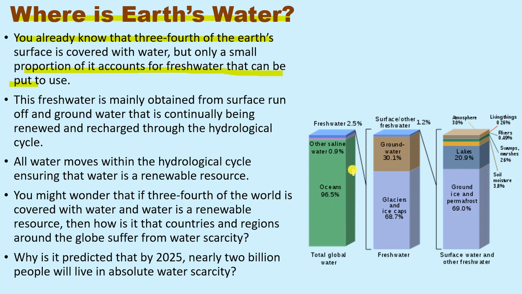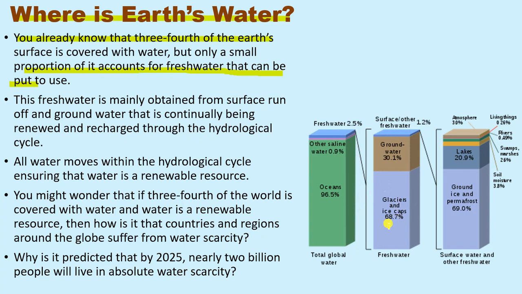and the rest of the water available, out of that 0.9% is found as saline water in the form of different lakes and ponds, and after this only 2.5% is found as fresh water, and that too 2.5% again can be divided in these different categories.